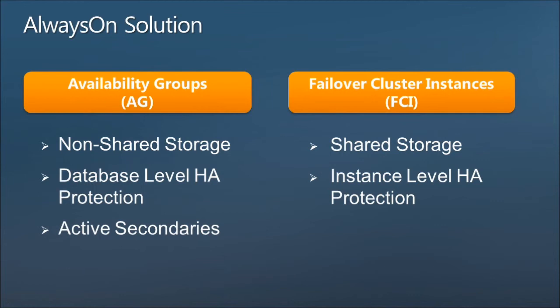Another Always On technology is Failover cluster instance. We also call it FCI. So FCI is a shared storage solution, which requires you to have a shared storage, for example, Fiber Channel or iSCSI. FCI is an active-passive model. So you will have one active node and multiple passive nodes for each instance. If the active node has any failures, the instance will fail over from one node to another node. Therefore, you have instance level HA protection.